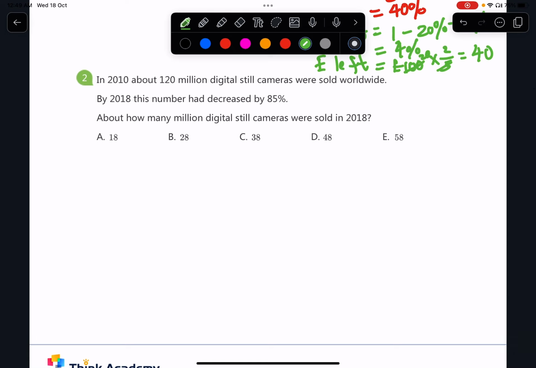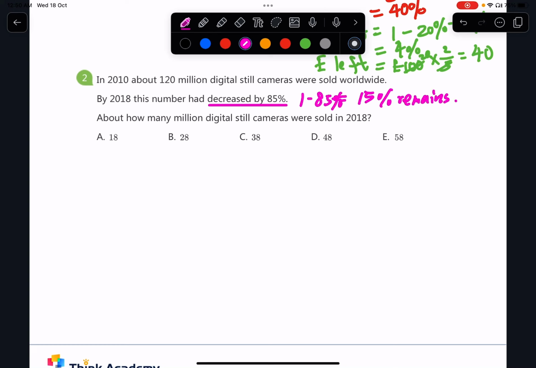In 2010, about 120 million digital still cameras were sold worldwide. By 2018, this number had decreased by 85%. About how many million digital still cameras were sold in 2018? So the main point is, what does decreased by 85% mean? It means how many percent remains? It means 1 minus 85% equals 15%, right? 15% remains. Okay, so it means in 120 million, 15% remains.